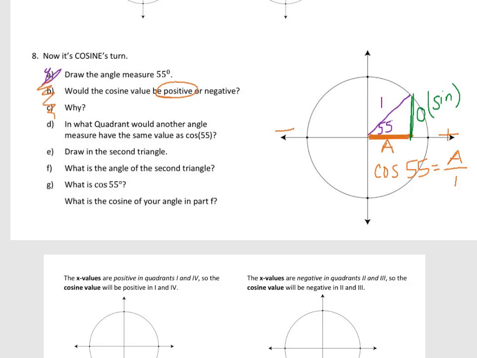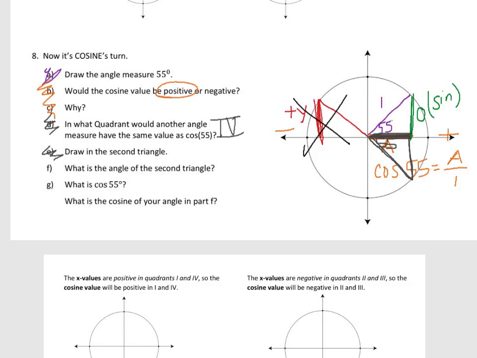In what quadrant would another angle measure have the same value as cosine of 55? Okay, so thinking back to sine, we went over here because over here was a positive y value, and that worked for sine. However, we're not talking about the y-axis anymore. Now we are talking about x. And in order to get another angle measure that has that same x value, we're going to have to go down here. And sorry I wrote that other one in there, but this angle here would be 55 degrees.